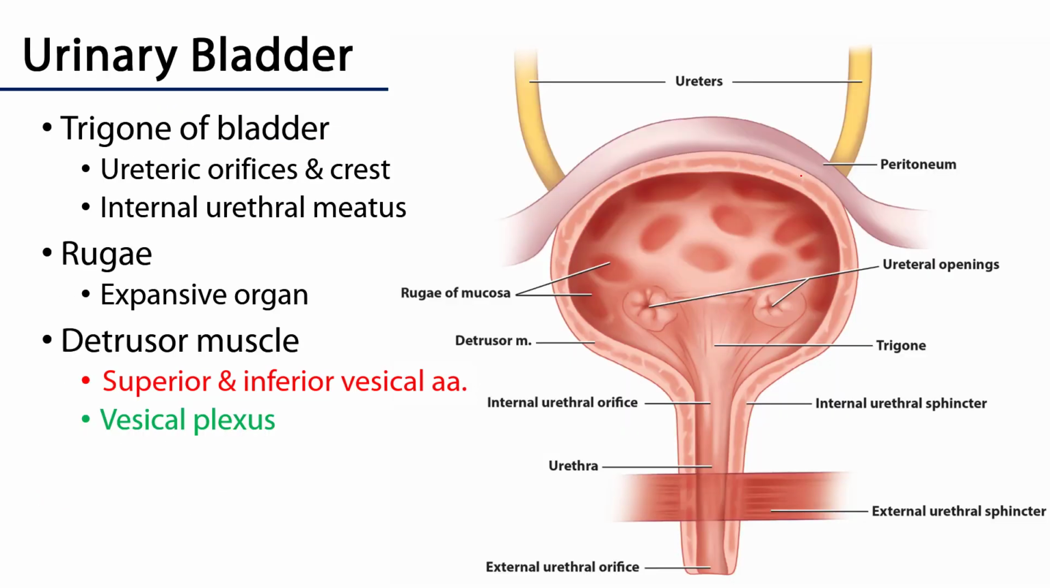Now, the urinary bladder is quite an interesting organ. It's extraordinarily elastic. We can see, and we will continue to see, that it is a sub or extra peritoneal organ, so it is found underneath the peritoneum.